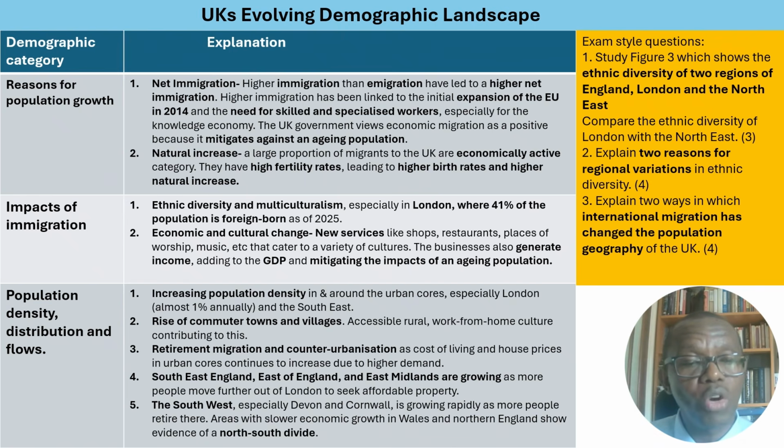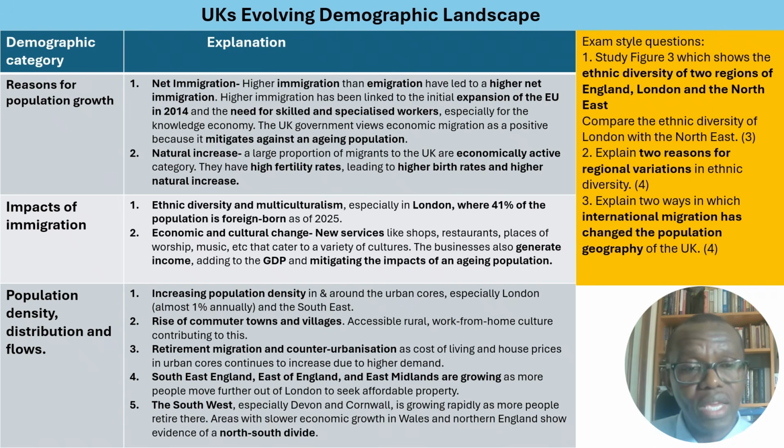Then the last thing that we are going to talk about is population density, distribution, and flows. Number one here under that is that there is an increasing population density, obviously, and this is in and around the urban cores, especially London.